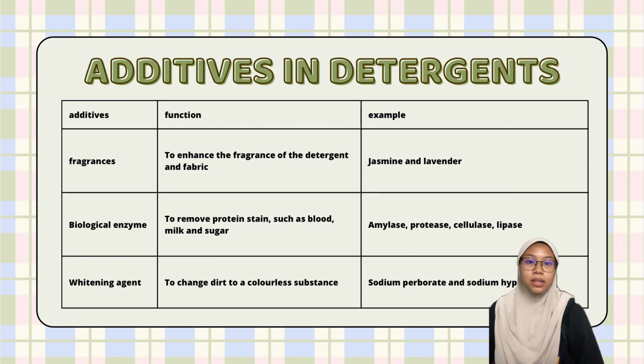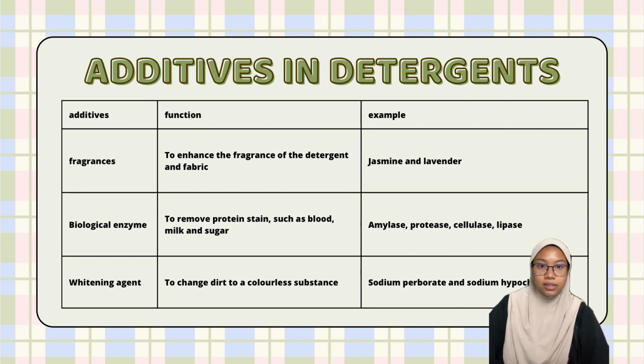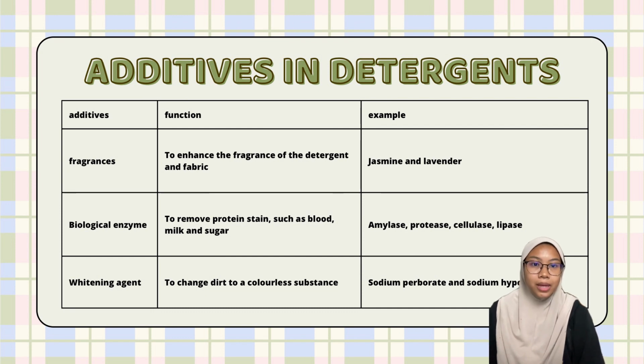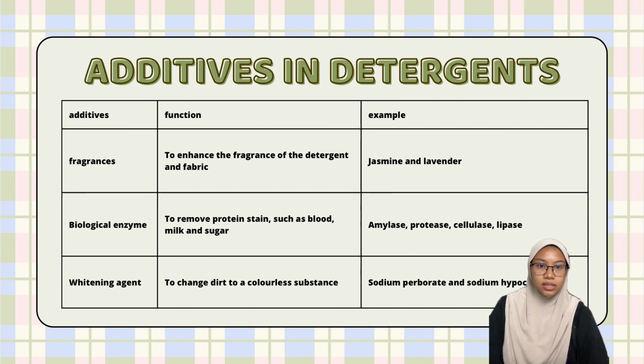For example, it is used as fragrances. The function is to enhance the fragrance of the detergent and fabric, for example, jasmine and lavender. Next, it is used as a biological enzyme. It is to remove protein stains such as blood, milk, and sugar. For example, we use protease to remove protein stain.